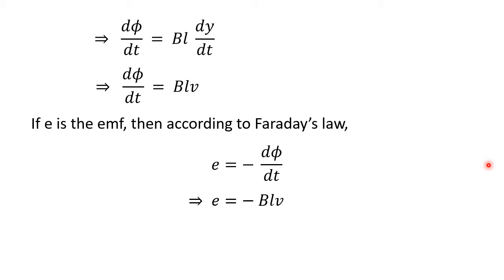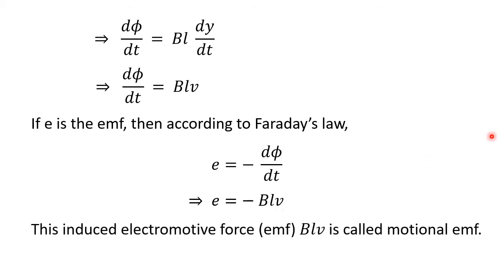So if a conductor is moving in a magnetic field, there is an EMF across the terminals of the conductor that depends upon the magnetic field. If the magnetic field strength is more, then more EMF will generate across the terminals of the conductor, and if the length is more, then also the EMF will be more, and as well, if it is moving quickly, then more EMF will generate because more change of flux will happen if we move quicker. If you move slowly, then the change of magnetic flux will be very less. So motional EMF depends upon three factors. This induced electromotive force BLV is called motional EMF.